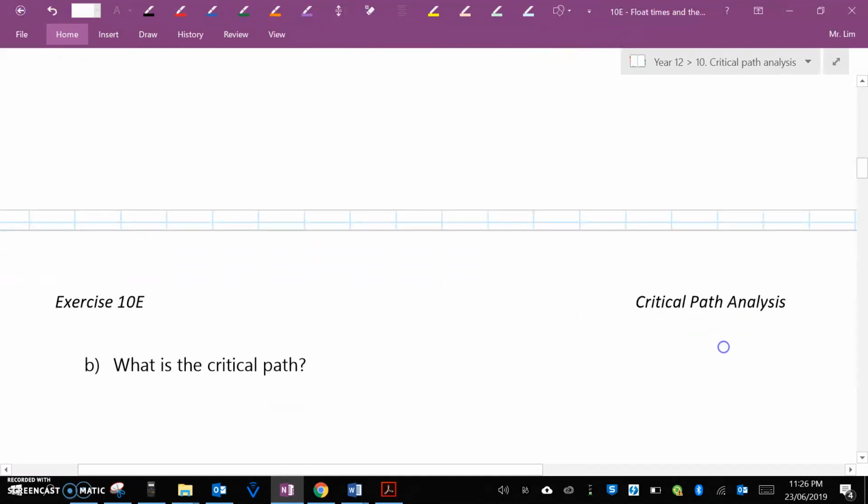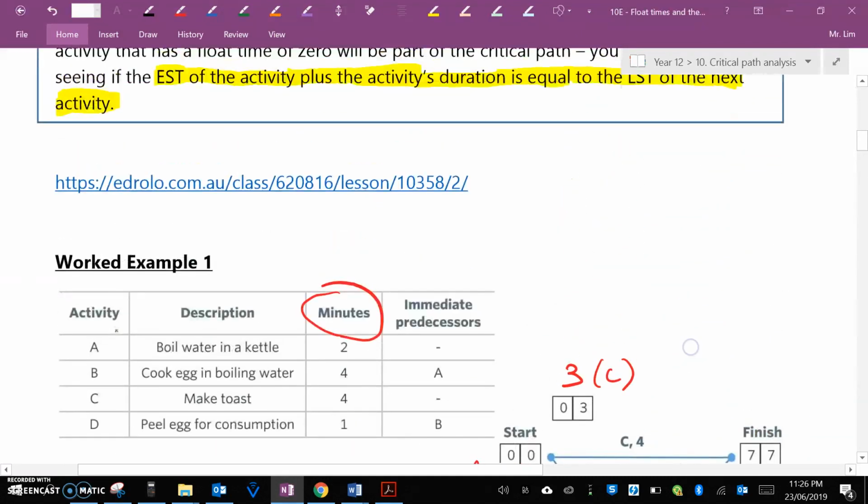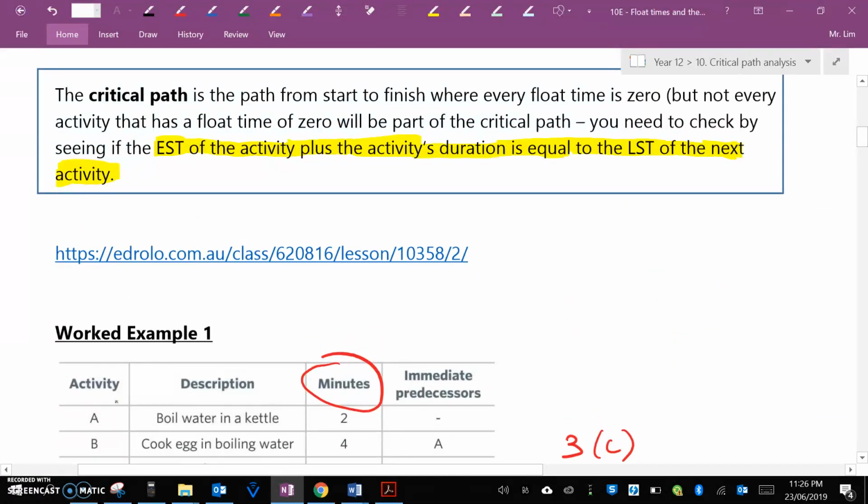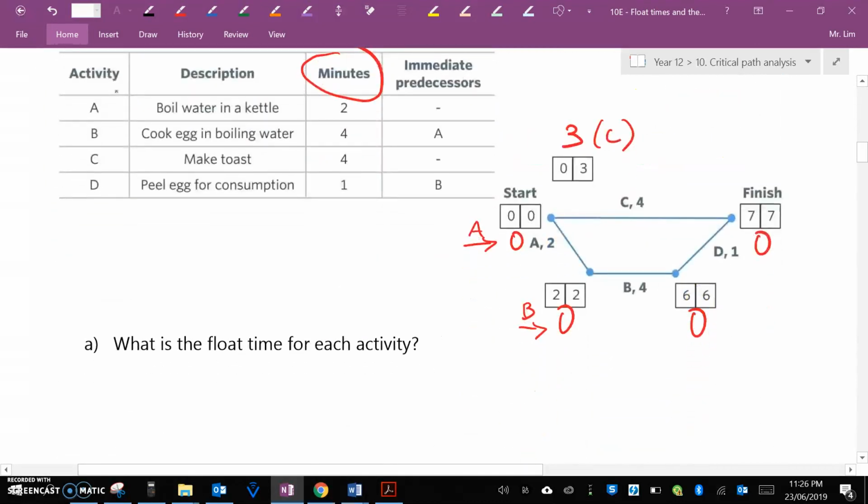Alright, what is the critical path? So up here I said that the critical path usually is where every float time is 0, but we need to double check by doing the earliest start time of the activity plus the activity's duration to see whether it equals the latest start time of the next activity. So here I'm going to start with A. Does 0 plus 2 equal 2? Yes, it does. So A is part of the critical path. So we're looking at the earliest start time plus the duration to see if it equals the latest start time of the next activity.